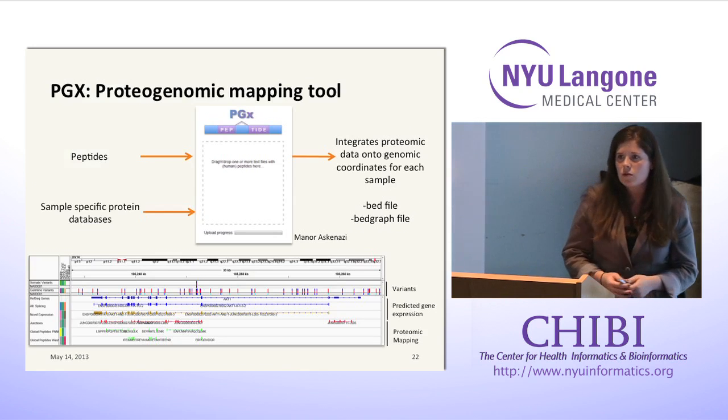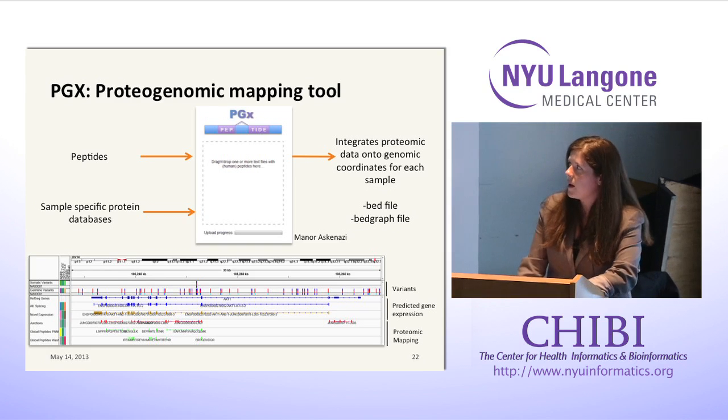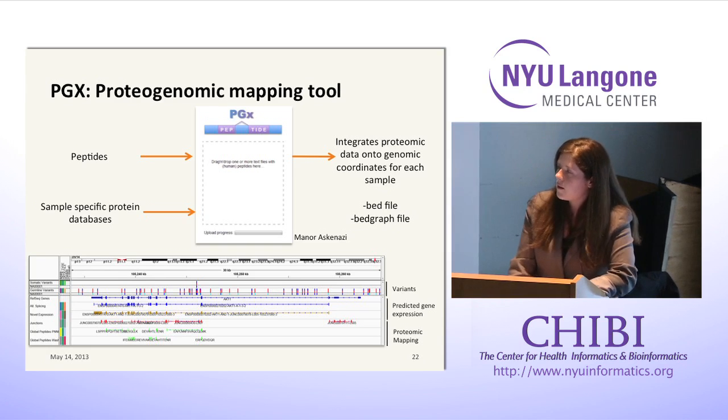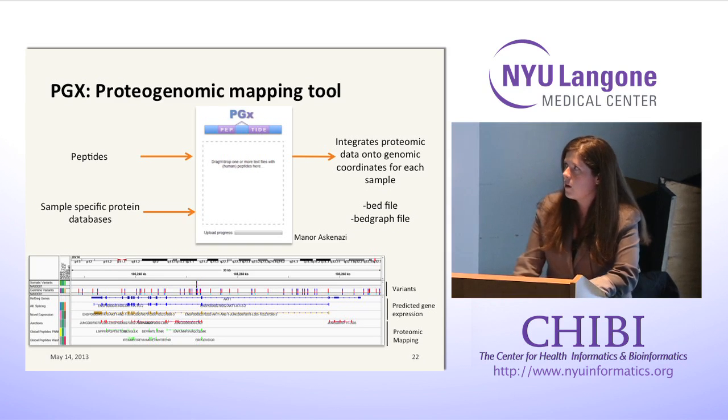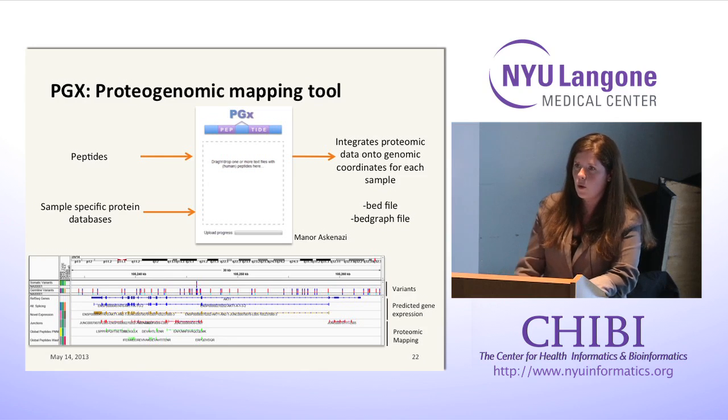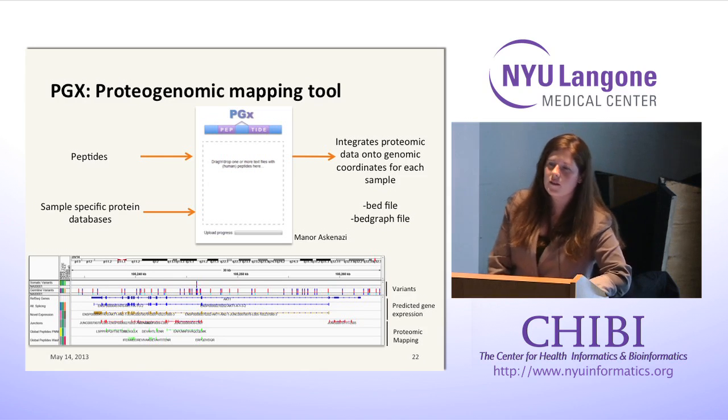So this is the mapping tool that I discussed previously, which was developed by David Fenyo and Manor Ashkenazi. It's web-based, so you can actually access it, and it was written in Python. It takes in a list of peptides, and you can either use the reference database or a sample-specific protein database. It integrates the proteomic data onto the genomic coordinates and spits out a bed file and a bedgraph file, which you can use in a visualization such as UCSC genome browser; this is IGV.